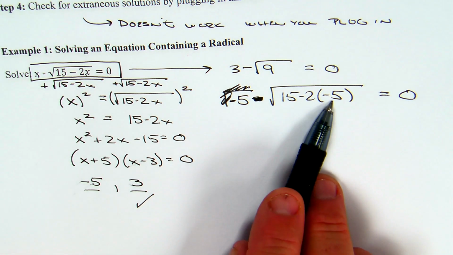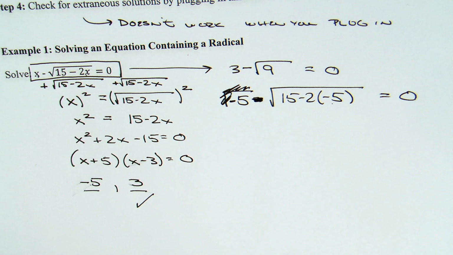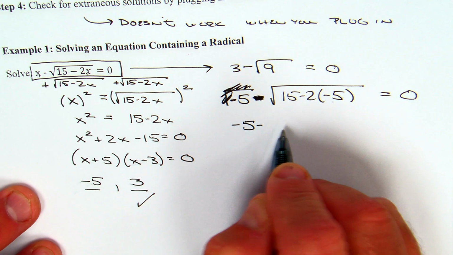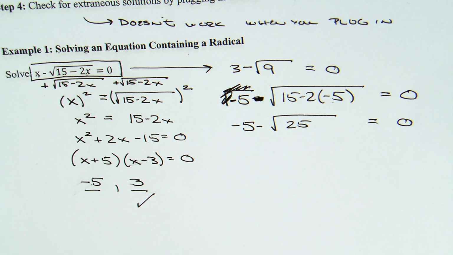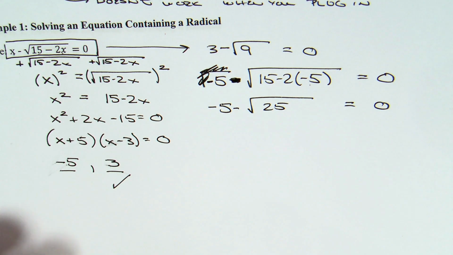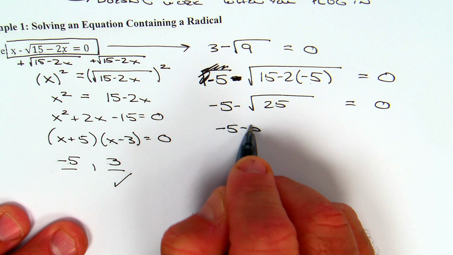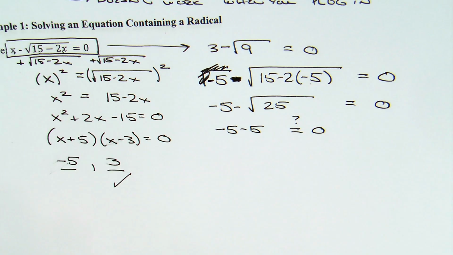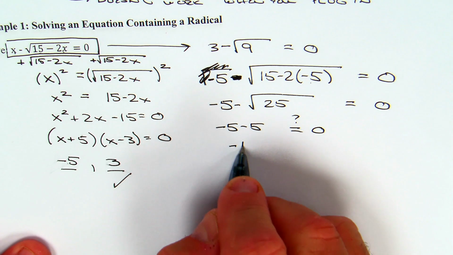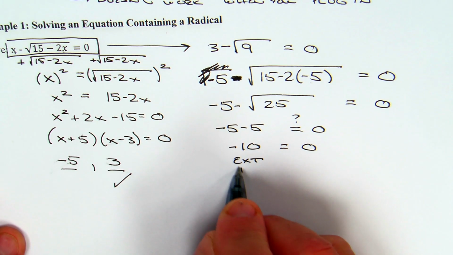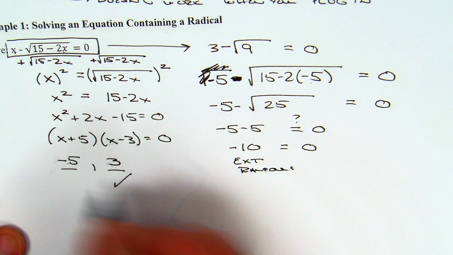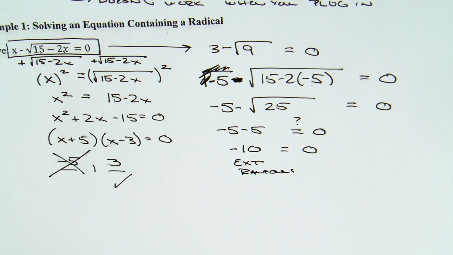A negative 2 times a negative 5 turns into a what? Positive 10. 15 plus 10 is 25. So this becomes negative 5 minus the square root of 25 equals 0. What is the square root of 25? So this becomes negative 5 minus 5 equal to 0. Negative 5 minus 5, however, is negative 10. Is negative 10 equal to 0? No. That is what we mean by an extraneous solution. So negative 5 is not an actual solution.